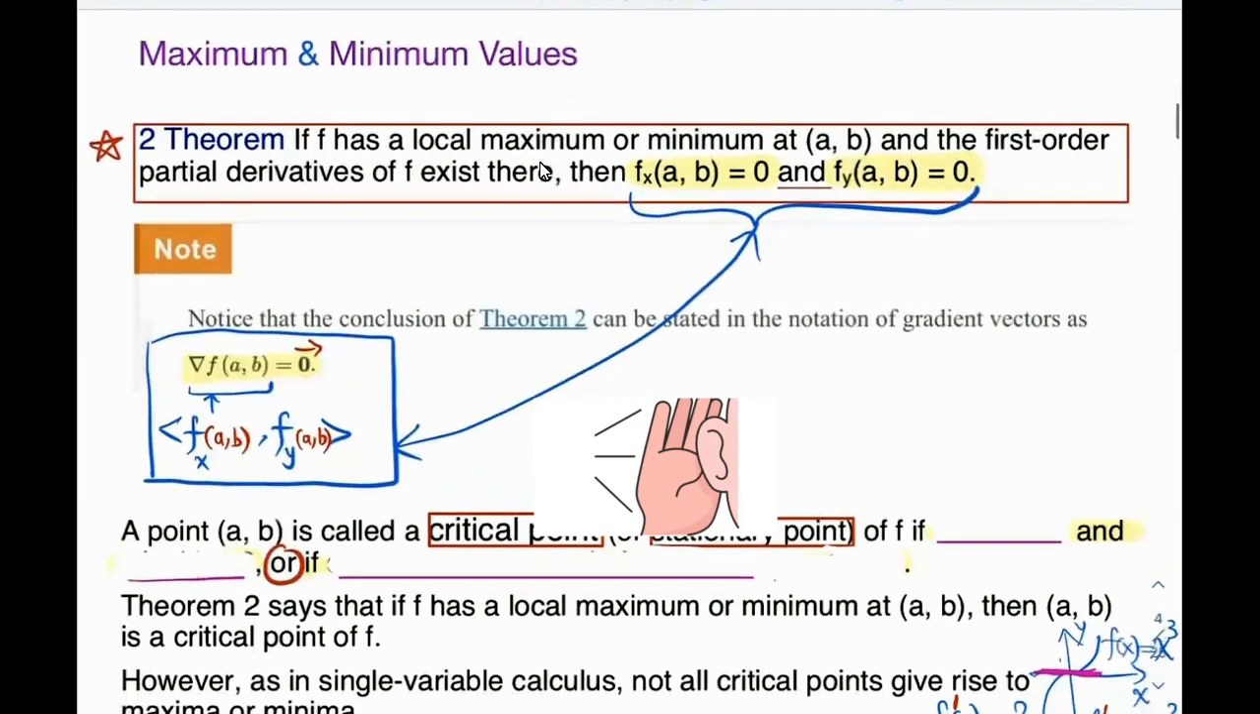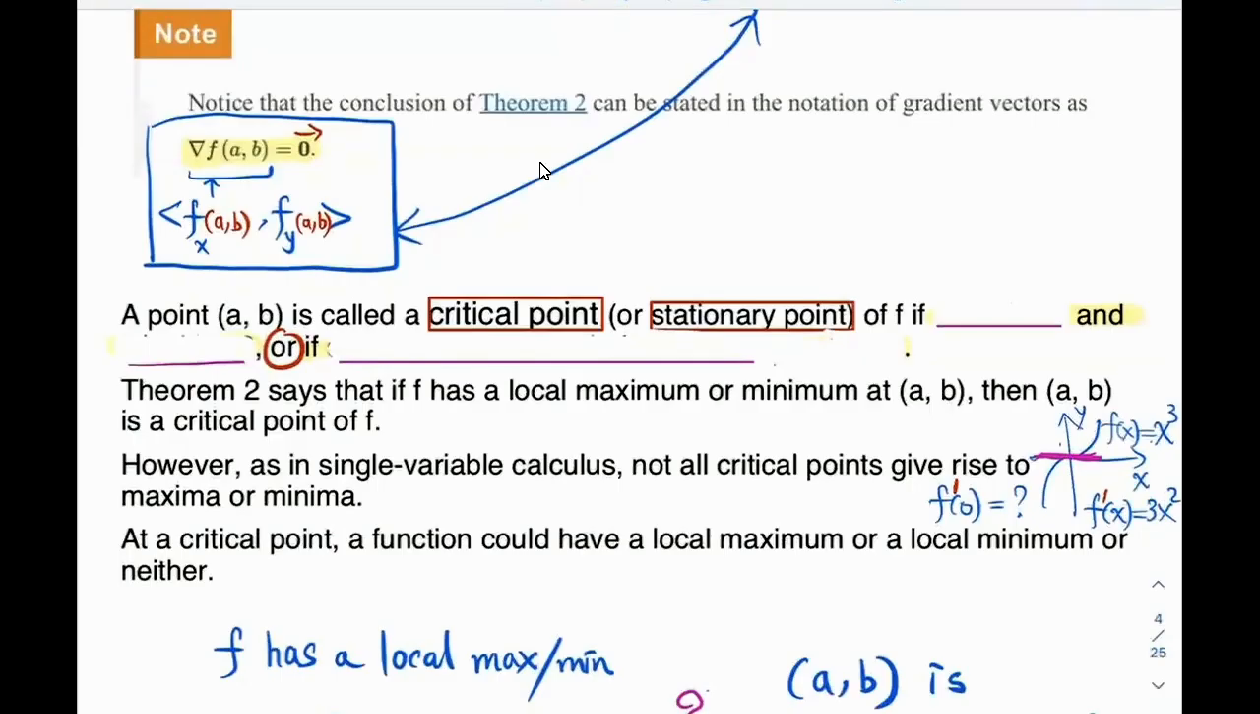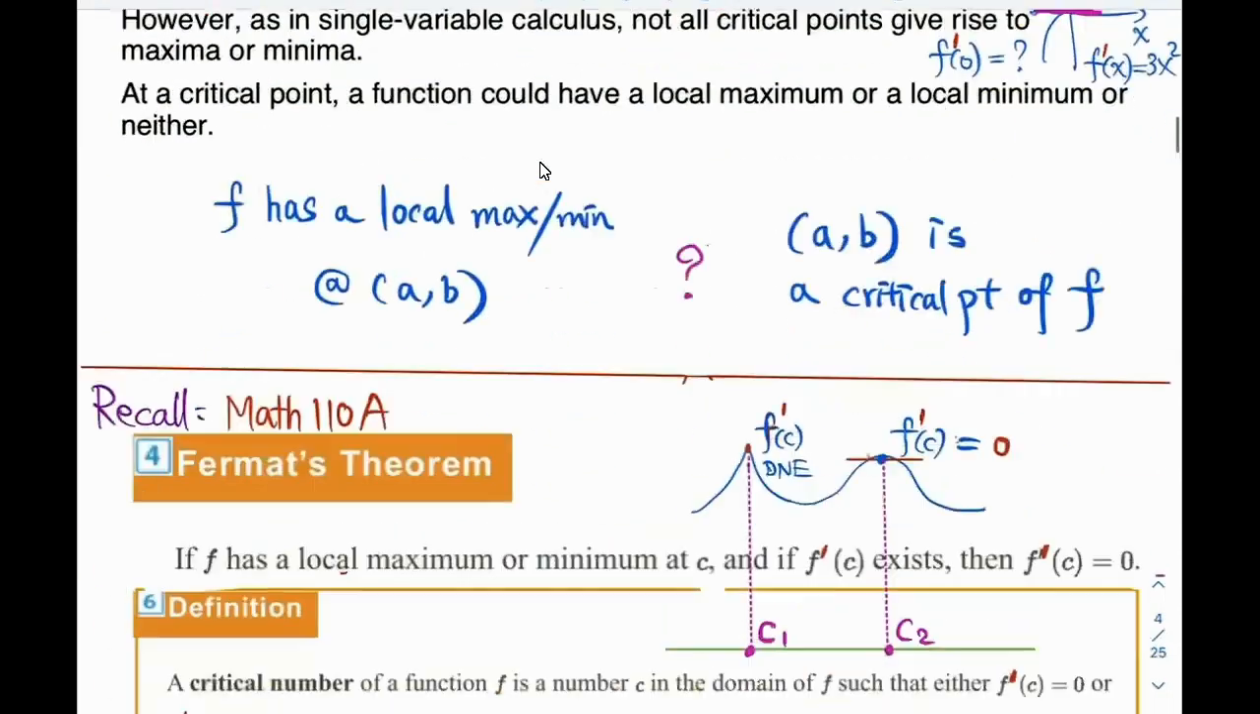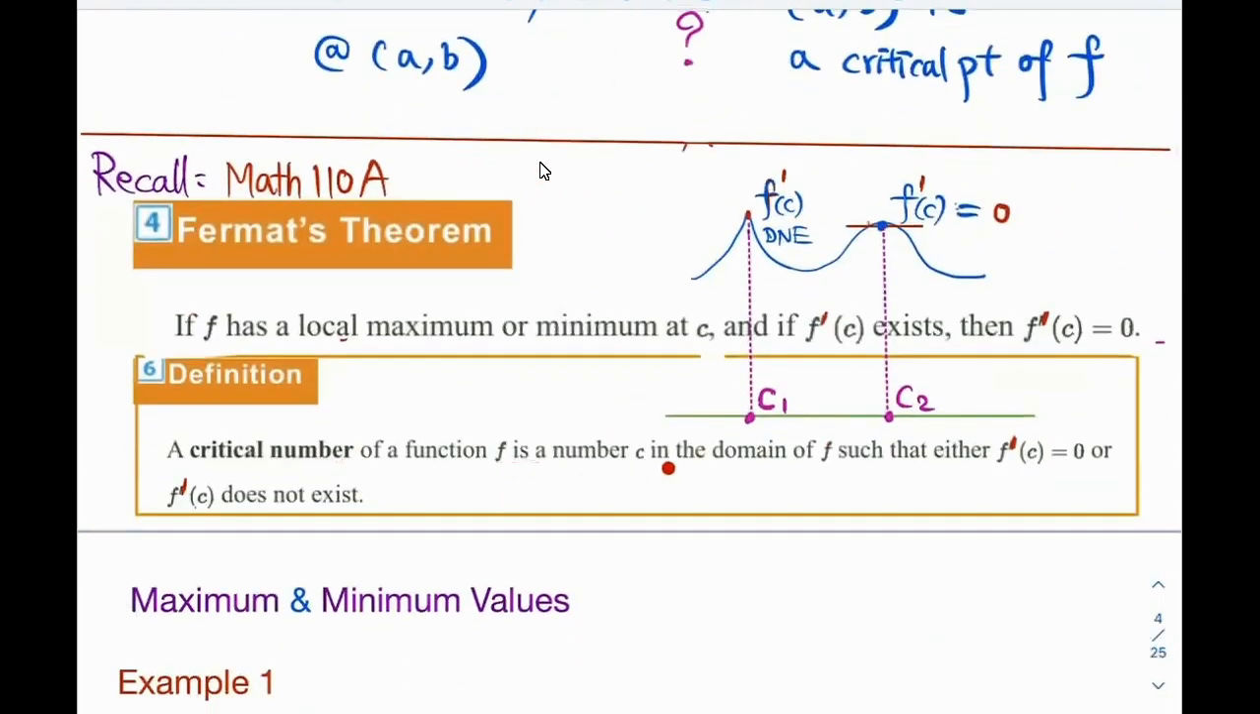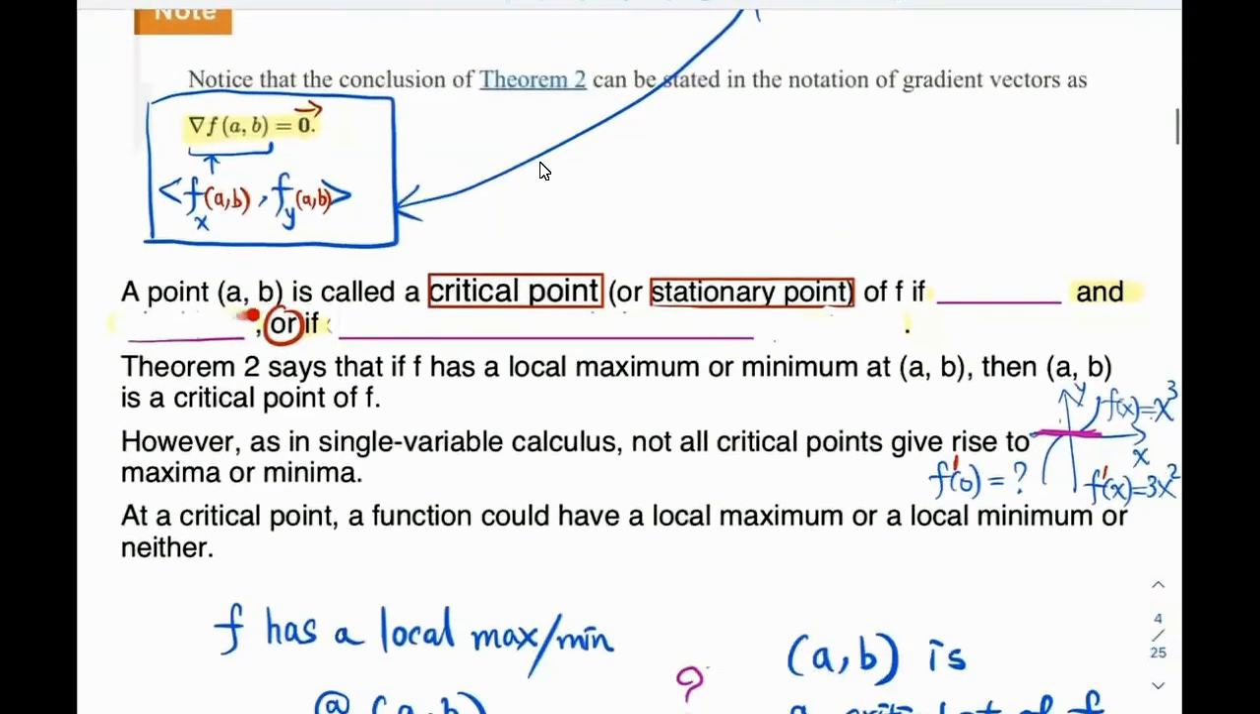Okay, all right. Now we just talked about critical number, right? Remember, a critical number is a number in the domain of the function such that either the derivative equals 0 or does not exist. Now we have a function of two variables. And this time, we don't call it a critical number, we call it a critical point because it has two coordinates, (a, b). So it is a point. It's called a critical point or stationary point if what and what? Think about that, comparing this to a function of one variable, what do you think I should put over here?